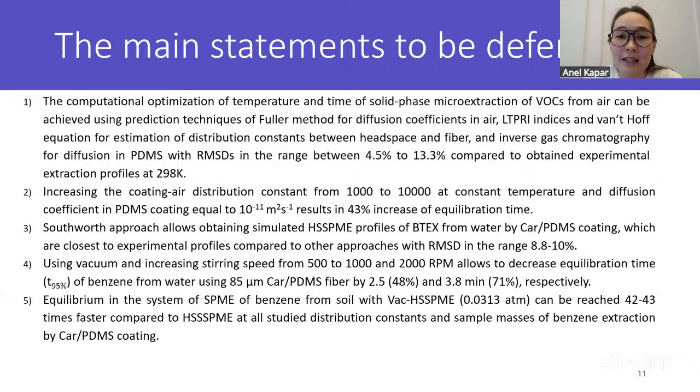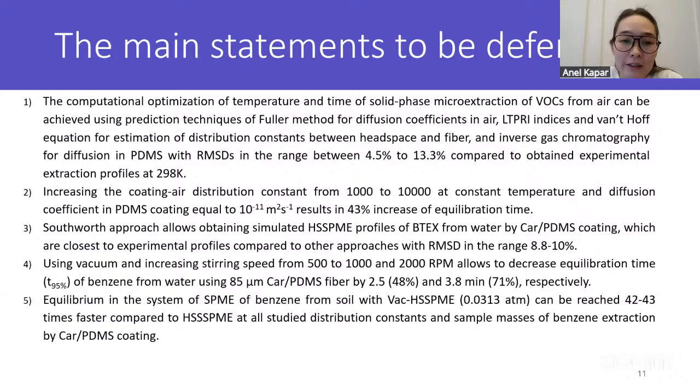The main statements to be defended: first, the computational optimization of temperature and time of solid-phase microextraction of VOCs from air can be achieved using prediction techniques of the Fuller method for diffusion coefficient in air, LTPRI indices, and the van't Hoff equation for estimating the distribution constant between headspace and fiber, and inverse gas chromatography for diffusion in PDMS, with relative error between 4.5 and 13.3% compared to obtained experimental extraction profiles at 23 degrees.